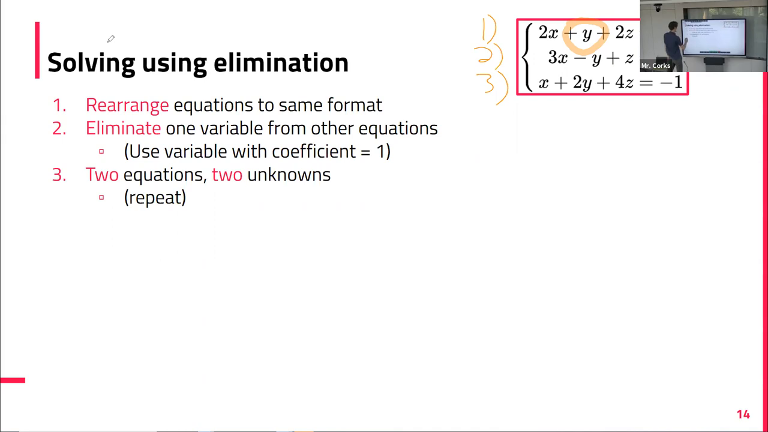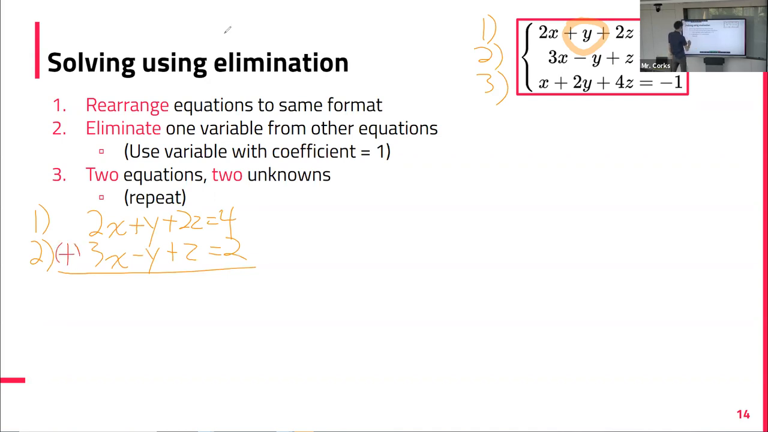So let's say we're going to use equation one and equation two. My goal is to eliminate the y. Do I need to multiply by anything? No, we just have to add. We have the same coefficients on both. No multiplying is necessary. We have opposite signs, so we're just going to add them, and then we will eliminate the y's. So 2x plus y plus 2z equals 4, and 3x minus y plus z equals 2. Adding. Five x plus three z equals 6. That's one of them.